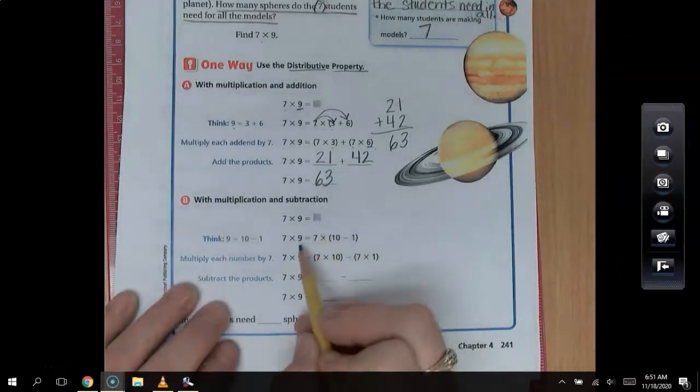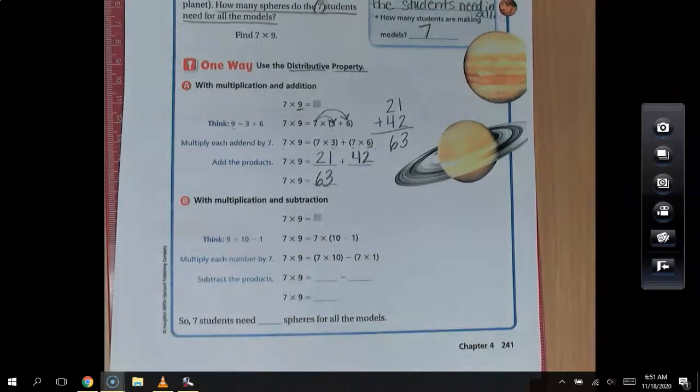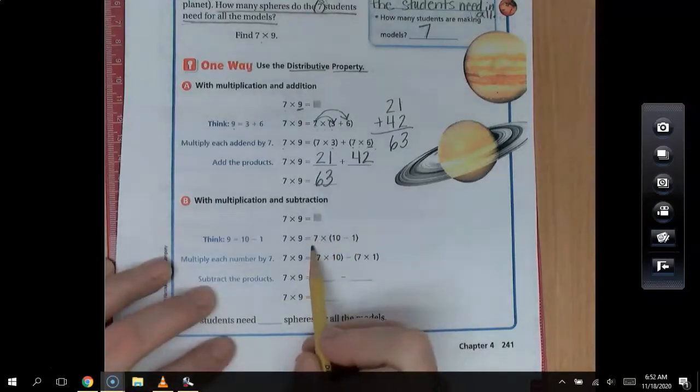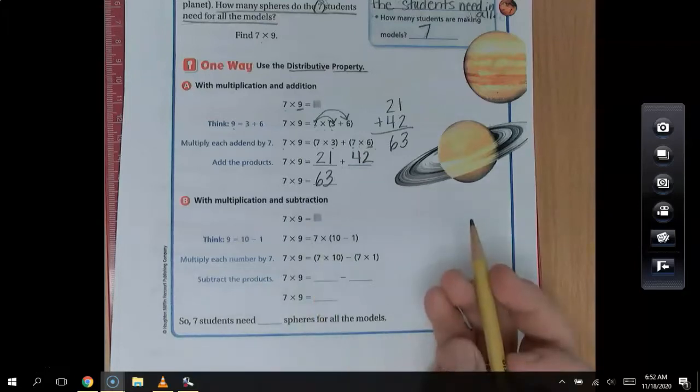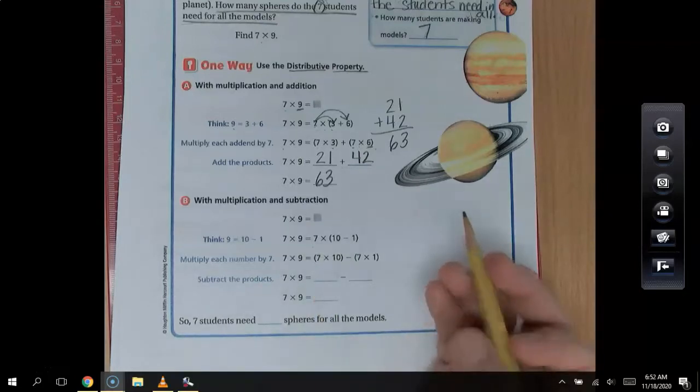So instead of thinking 7 times 9, I could think 7 times 10, okay? I know that 10 is one number bigger than 9. So that's why the subtraction comes in, okay? That's where the subtraction comes in. So I know that 7 times 10 is pretty easy to multiply. I know that 7 times 10 is what, boys and girls? It's 70. Very good, okay?